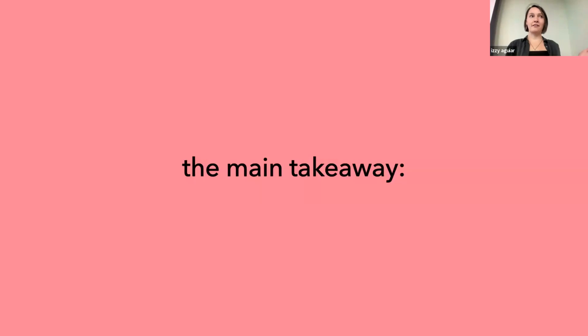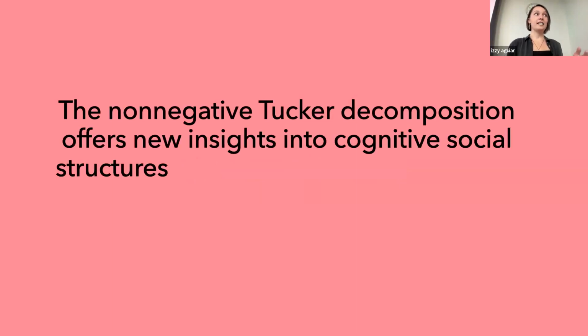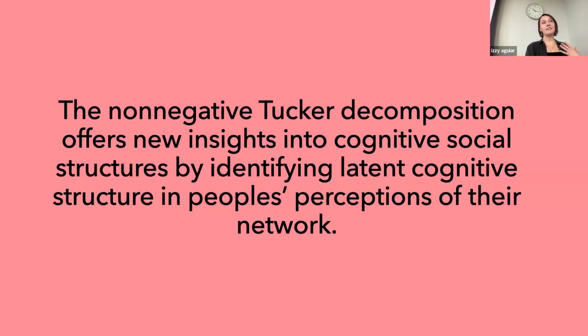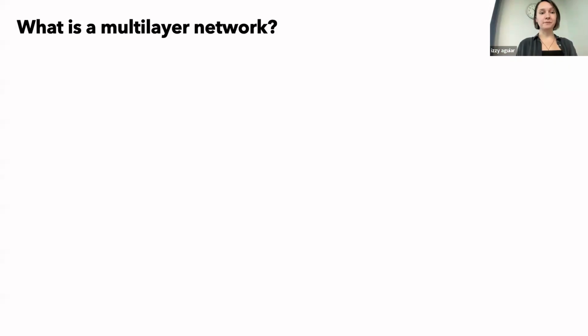So the main takeaway of everything that I'm going to talk about is that the non-negative Tucker decomposition offers new insights into cognitive social structures by identifying latent cognitive structure in people's perceptions of their network. I'll spend the first part of this talk defining the background of these bolded words, so no worries if they're foreign. And then I'll spend the second part applying this tool to a couple of different data sets as well.